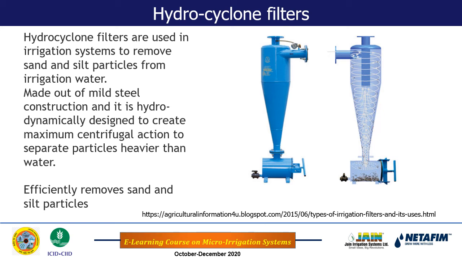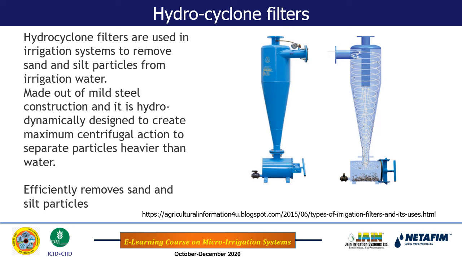Now, as you see, this is the typical shape of this hydrocyclone filter. The principle of what we call centrifugal action is used here. This is the inlet. Water with high pressure will enter, and as water enters, the heavier particles will strike the wall of the filter element, and then they will be stored in the bottom tank, and the impurity free water will go through the outlet like this.